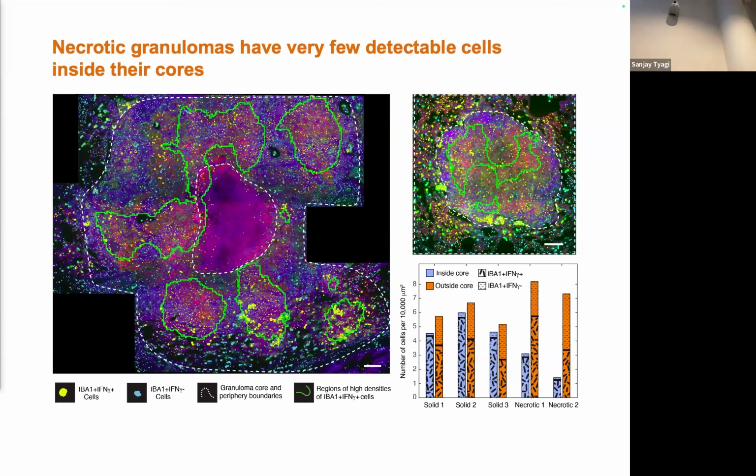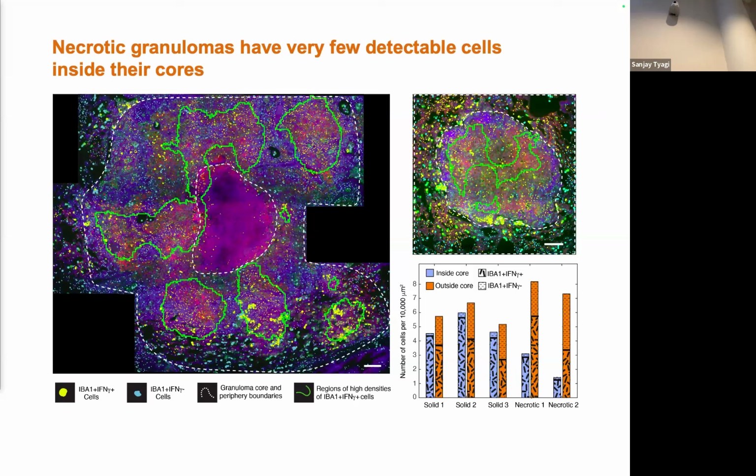If they express both, the cells will be yellow. If they express only IBA1, cells would be blue. And you can sort of see outside the granuloma, there's a preponderance of blue, and inside yellow. But those green boundaries are, again, the density measurements, where the high density of those double expressors are present.